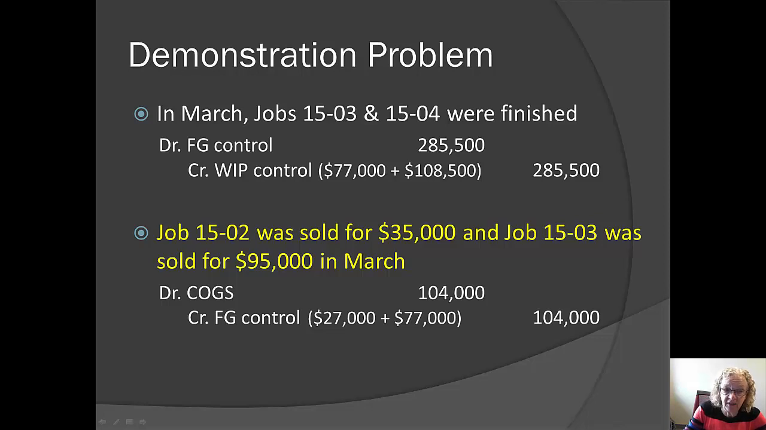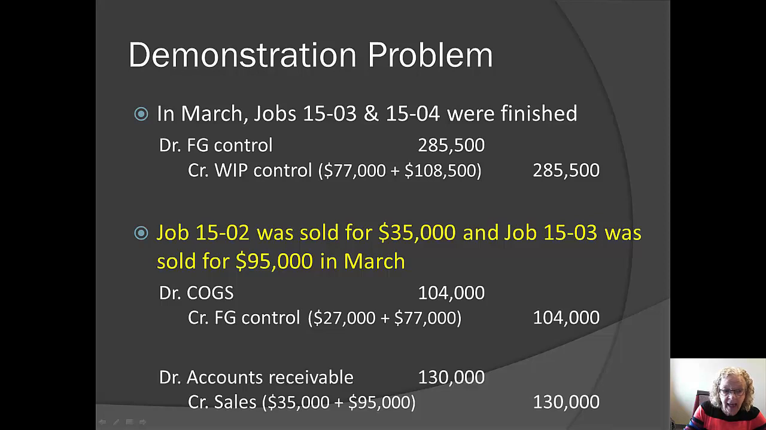But that's not the only thing that happened. We also earned sales revenue because we sold these jobs. Job number 1502 was sold for $35,000. Job number 1503 was sold for $95,000. Altogether, that means we earned $130,000 of sales revenue, and we debit accounts receivable or cash if they happen to be cash sales.